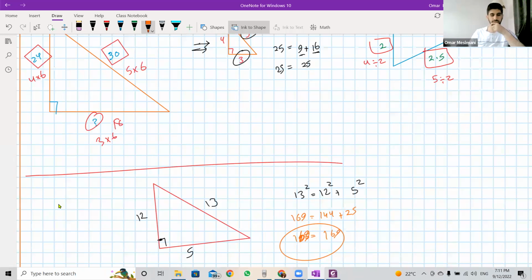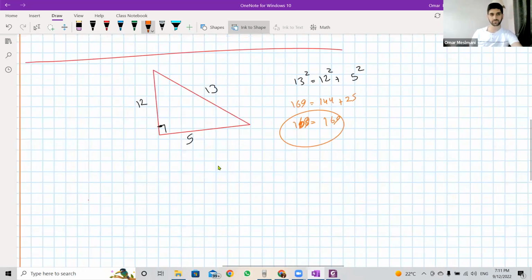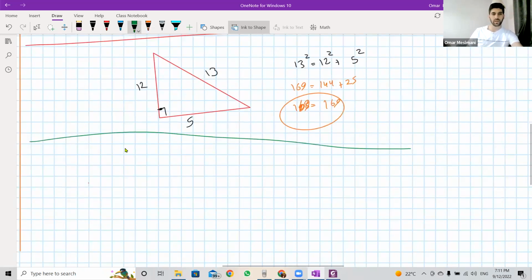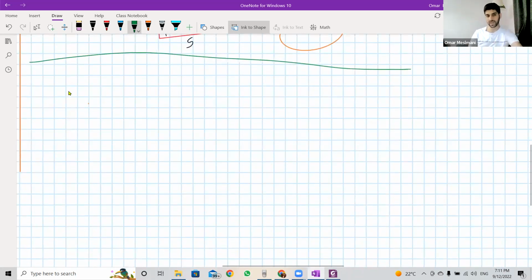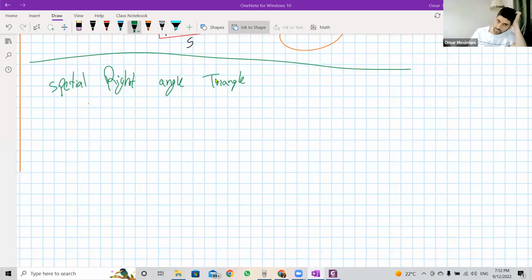Okay, if not, these are what we call a common triplet, but we have a special one now. We have a special right angle triangle. Can you mention what the third one was? Yes, 5, 12, 13. That's not the third one. We don't have a third one.